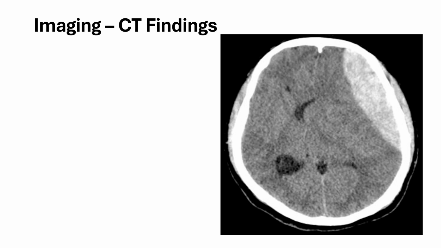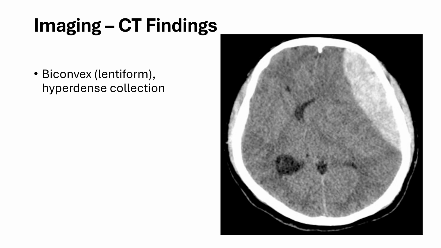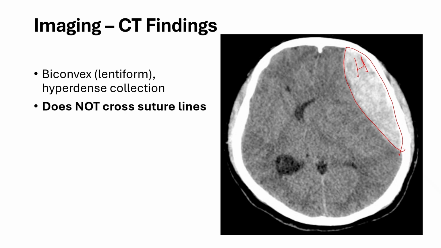Now the imaging findings. The most common modality of choice is non-contrast CT scan, so I will describe the CT findings here. It is a lentiform or biconvex shaped extraaxial collection, as we can see in this image. The collection is hyperdense, meaning bright color. Then it is limited by suture, or it does not cross the suture. This is a very important point for epidural hematoma. It does not cross the suture line.